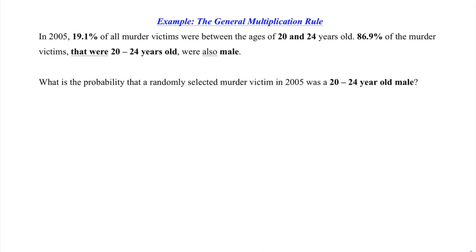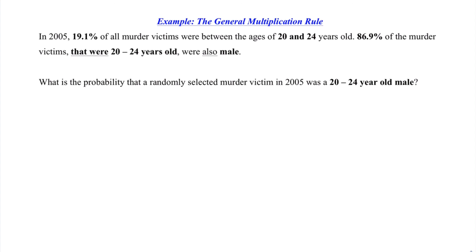Heading into another example then, we're told in 2005, 19.1% of all murder victims were between the ages of 20 and 24 years old. This is just like we were told with one of those examples from conditional probabilities. Continuing here, 86.9% of the murder victims that were 20 to 24 years old were also male. Before we get into which one is given, let's read the actual question: what is the probability that a randomly selected murder victim in 2005 was a 20 to 24-year-old male?